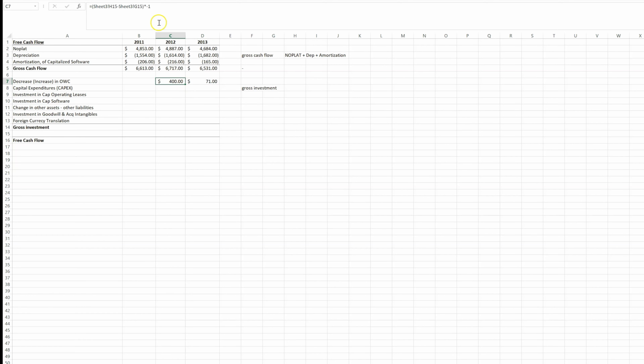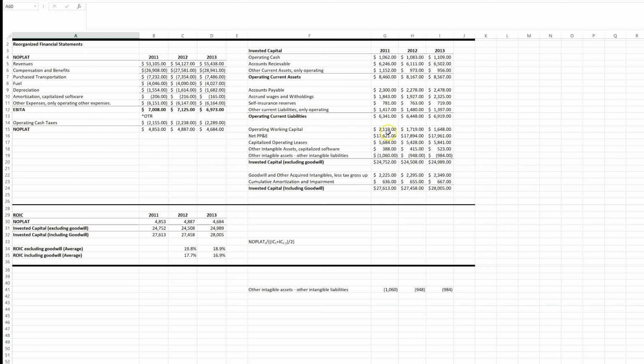So this is not money that I'm spending, right? I am not increasing this asset. I am decreasing the asset. I am generating cash flow by decreasing my operating working capital asset, and because of that, my investment here is negative. So instead of spending some of this gross cash flow, I am actually generating some additional cash, right? And so all of the changes here will work like that.